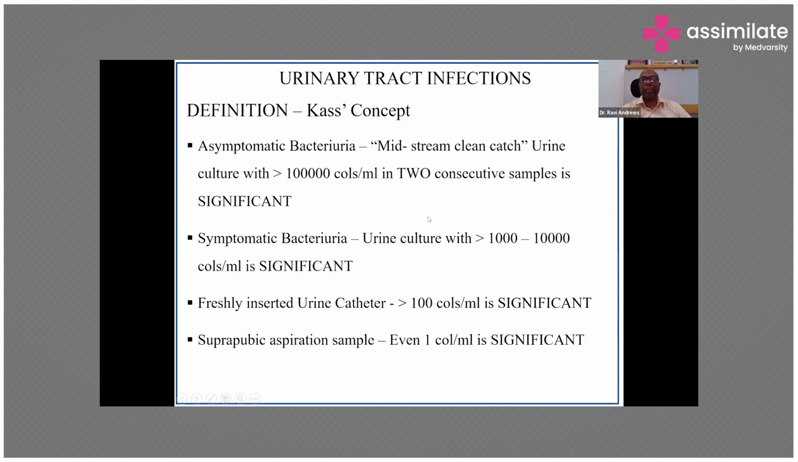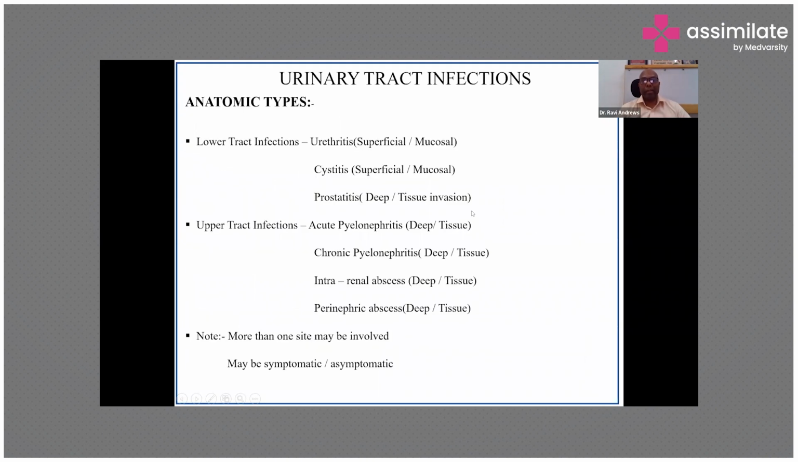So this is what the definition today of urinary tract infection is. If you're asymptomatic, 10 raised to 5, but you need 2 consecutive samples. If you're symptomatic, 10 raised to 3 or 10 raised to 4 is significant, and a single sample is enough. If you're putting in a urinary catheter under fresh and completely sterile conditions, 100 colonies per ml is significant, and if it is suprapubic, 1 colony itself is significant and needs to be treated.